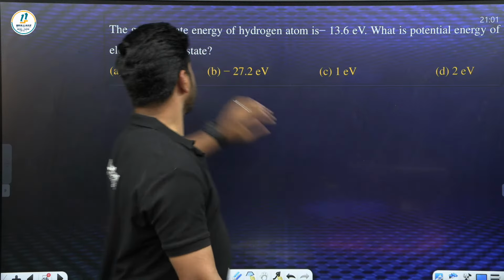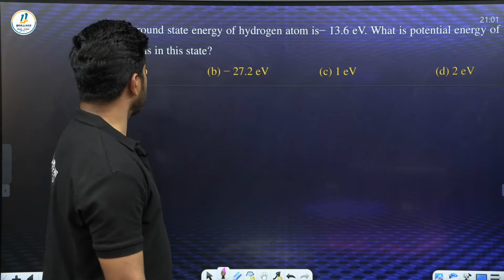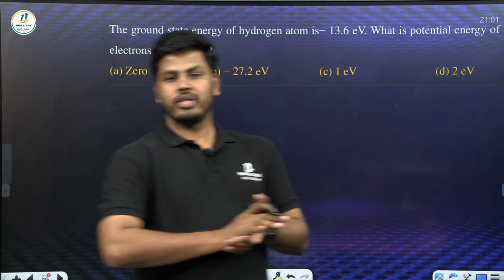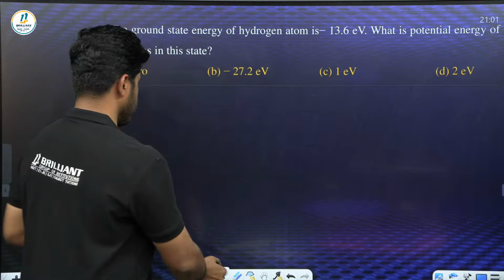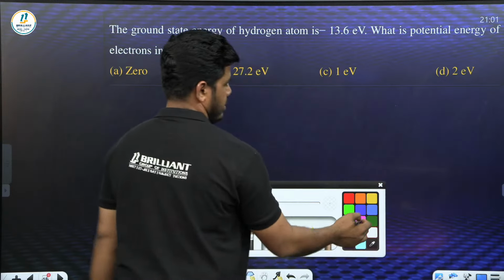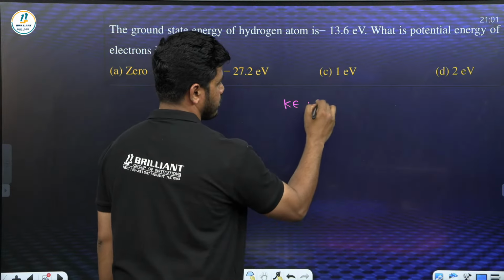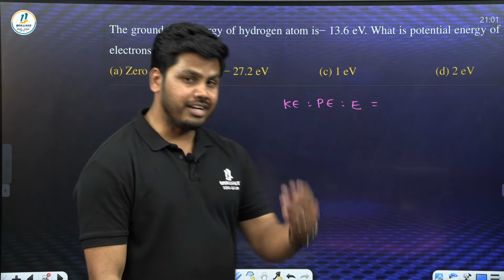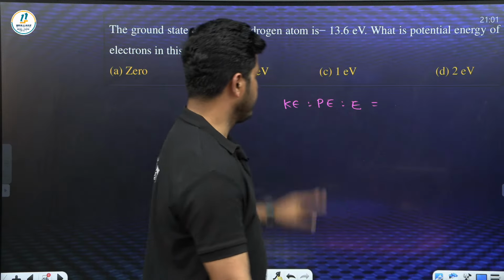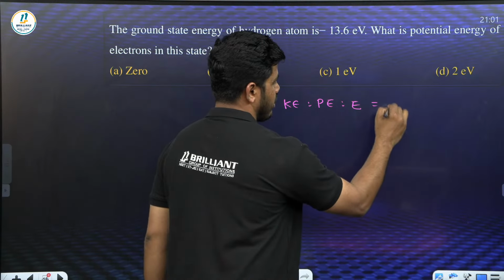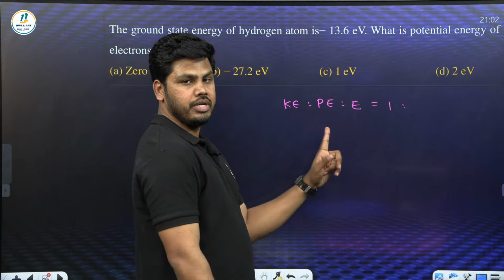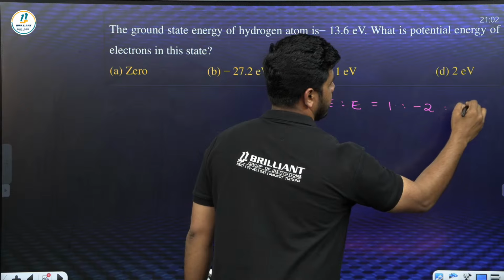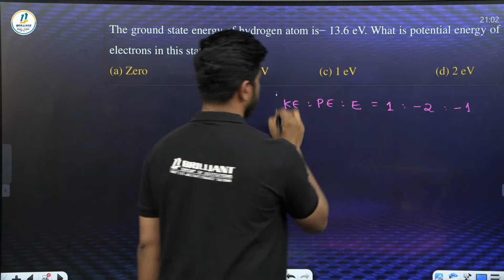Now, next question, about the energy of the hydrogen atom. The ground state energy of the hydrogen atom is minus 13.6 electron volt. What is the potential energy of the electron in this state? I hope you remember the relation, the ratio of energies. Kinetic energy to potential energy to total energy of an electron in any orbit is going to be 1 : -2 : -1. If you take kinetic energy as 1 unit, then potential energy is going to be -2 units and total energy will be -1 unit, right?